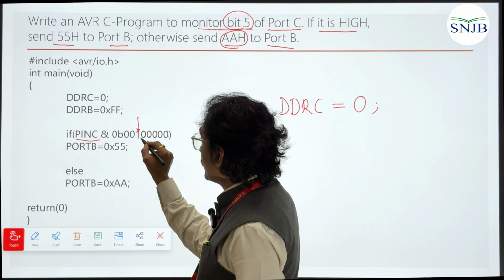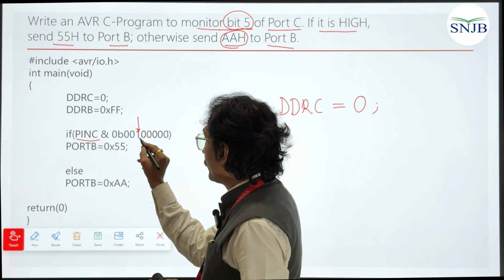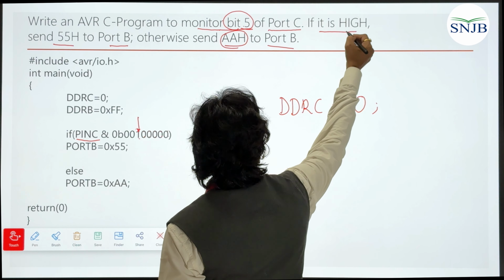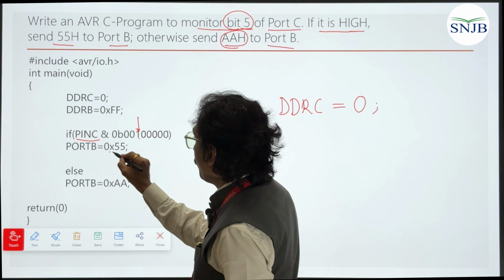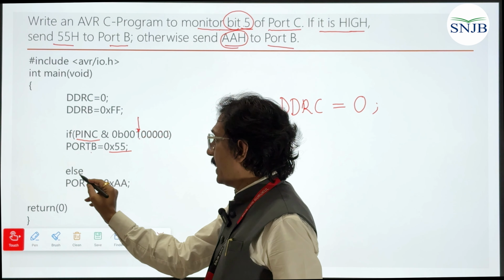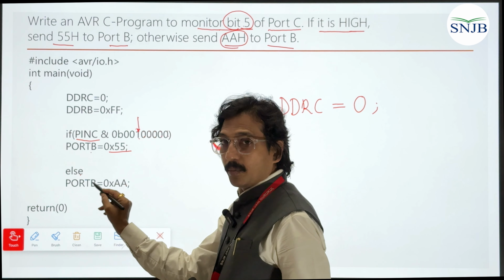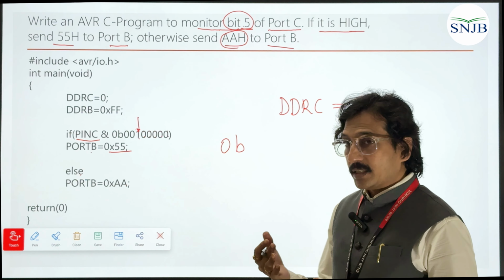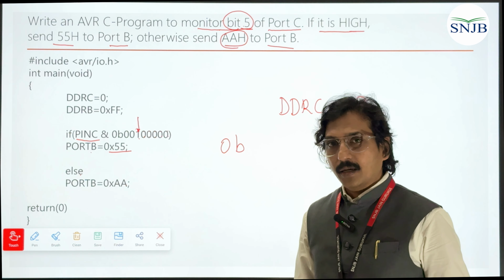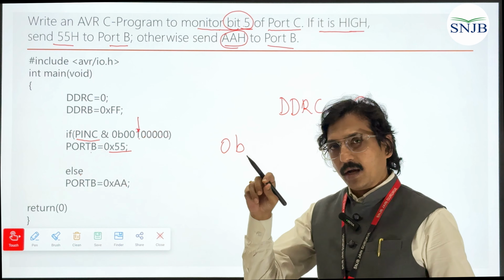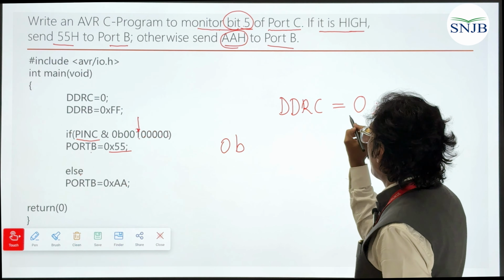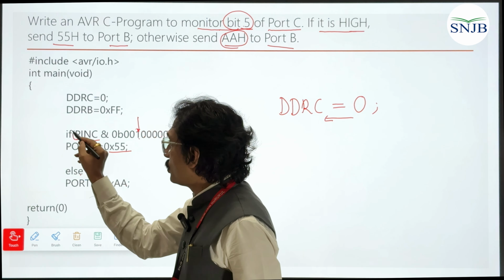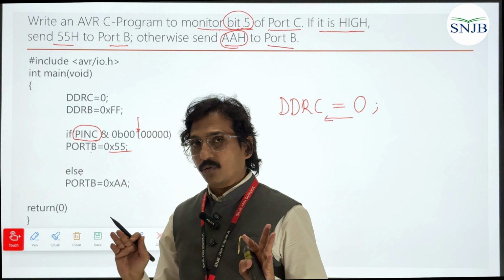Here we are sensing, reading the content from the fifth bit, and if it is 1, meaning high, then it sends 55 on port B, else it sends capital A on port B. So this is a simple program. Only here we are sensing from a particular bit. When reading, you have to configure it as an input, and for reading purposes you have to use PINC. So this is the new thing.